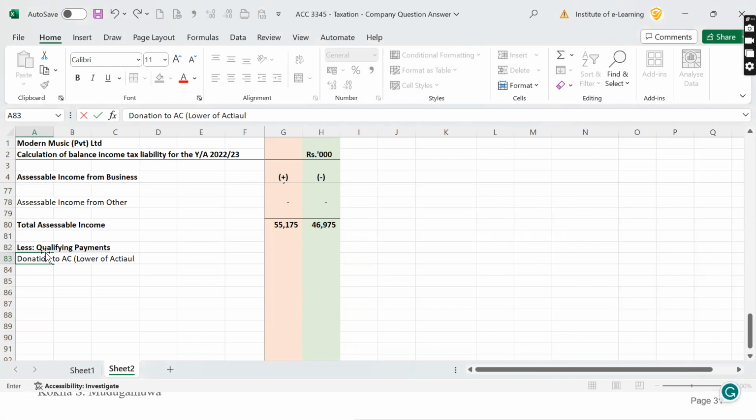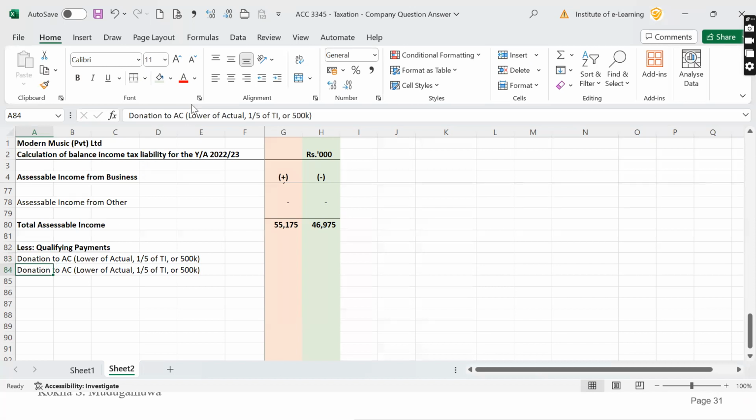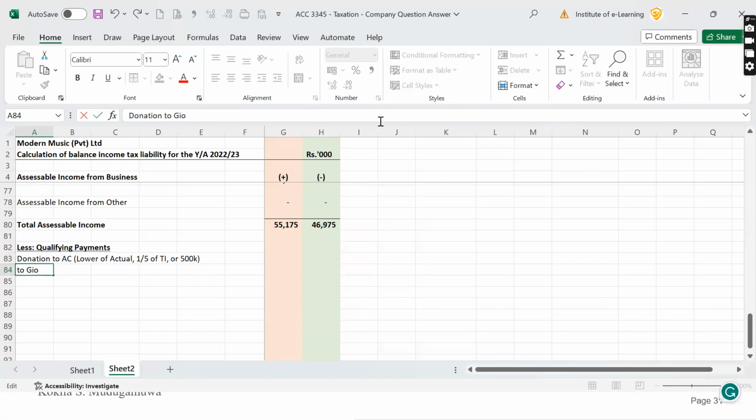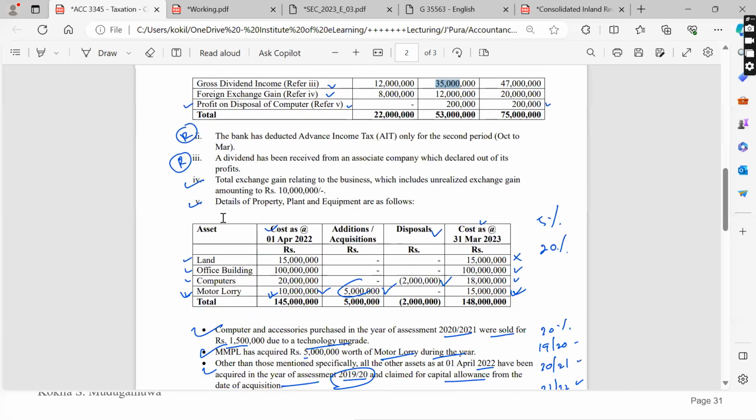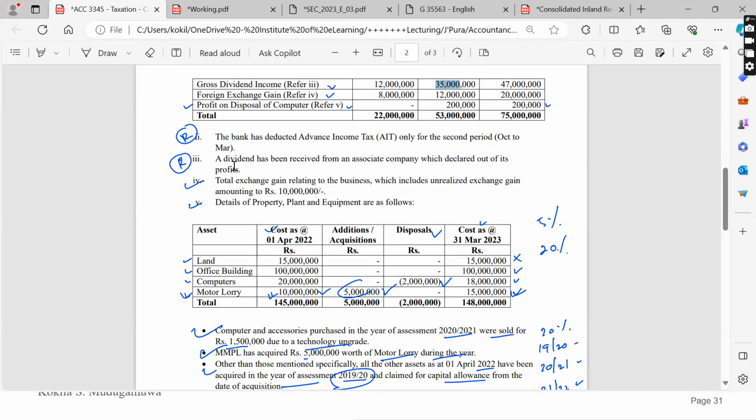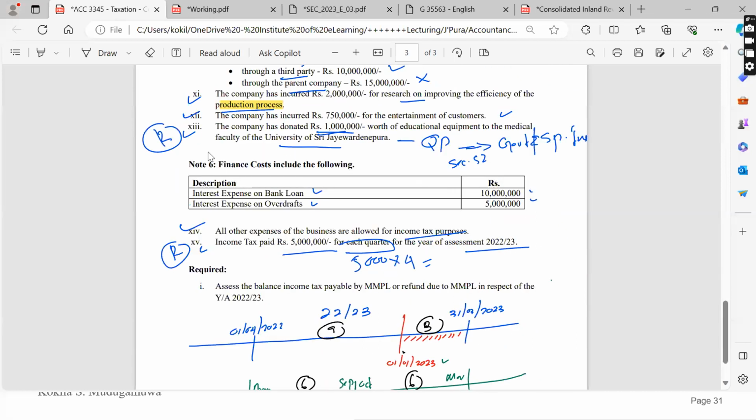actual, or 1/5 of the taxable income, or 500,000. If it is a donation to the government, no restriction is applicable. Donation to the government or a specified institution, you can deduct 100%. Remember I put a mark over here, these two I have considered anyway. So what is the remember mark here? This one.